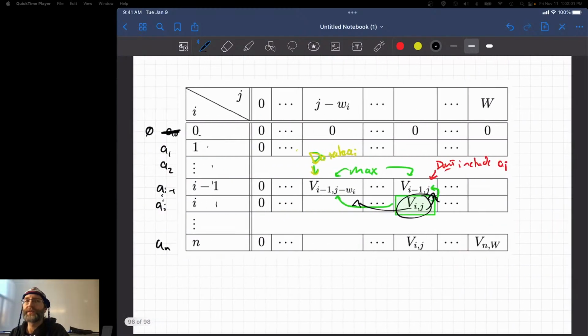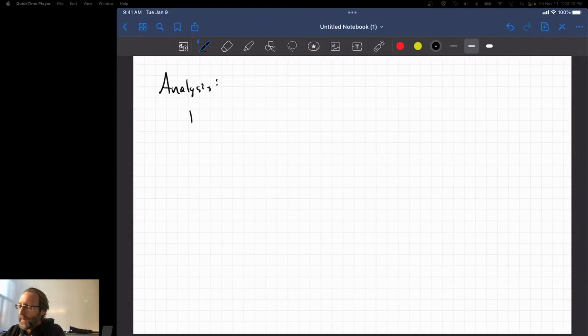Well, you're just filling out this table. So tell me, how long does it take to fill out this table? How big is this table, first of all? Table size is n times w, n plus 1 times w plus 1. Ignore those. So, therefore, it is order nw.